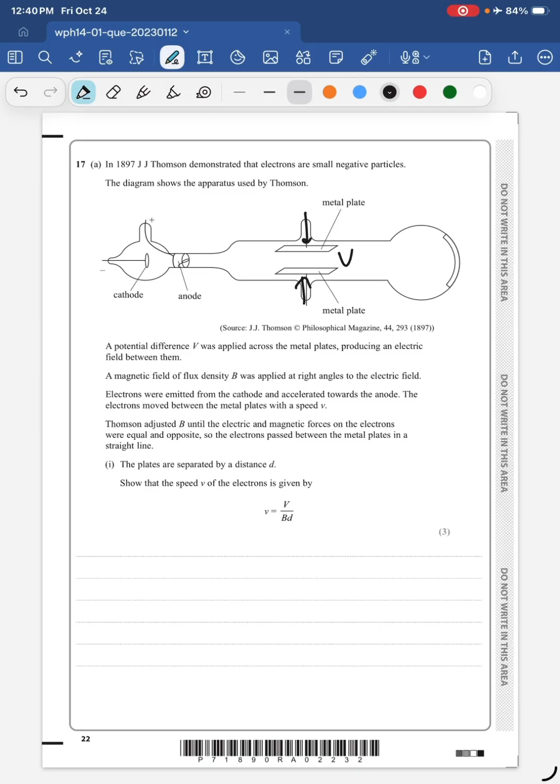A magnetic field of flux density B was applied at right angles to the electric field. So the electric field direction would be this. The magnetic field was in this direction. So these two would be perpendicular, something like that. Okay, let's move on. Let's keep reading.